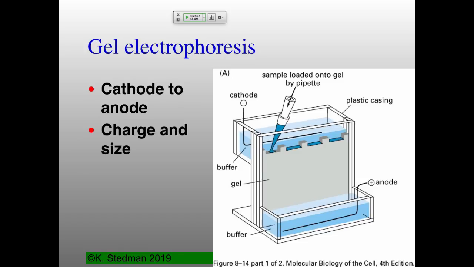And the reason it separates based on size is this gel here is basically a matrix with lots of little holes in it. And the bigger the thing you have, the slower it's going to be able to go through those holes.